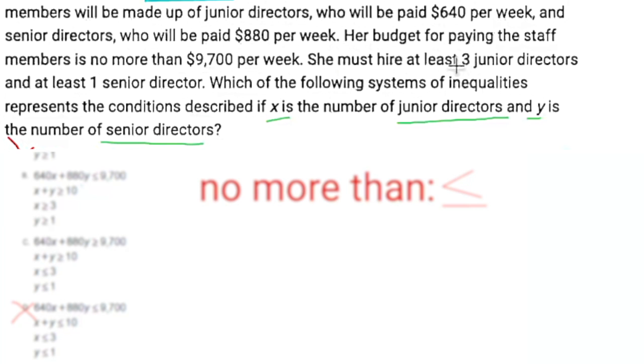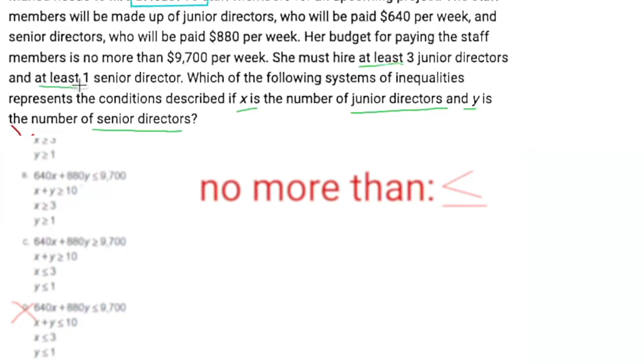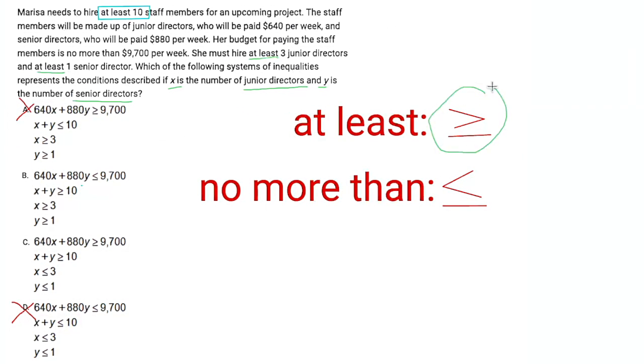Oh, and I do see it here. So at least 3 junior and at least 1 senior. So at least is again going to be this one, which is shown in answer choice B. So our answer has to be B.